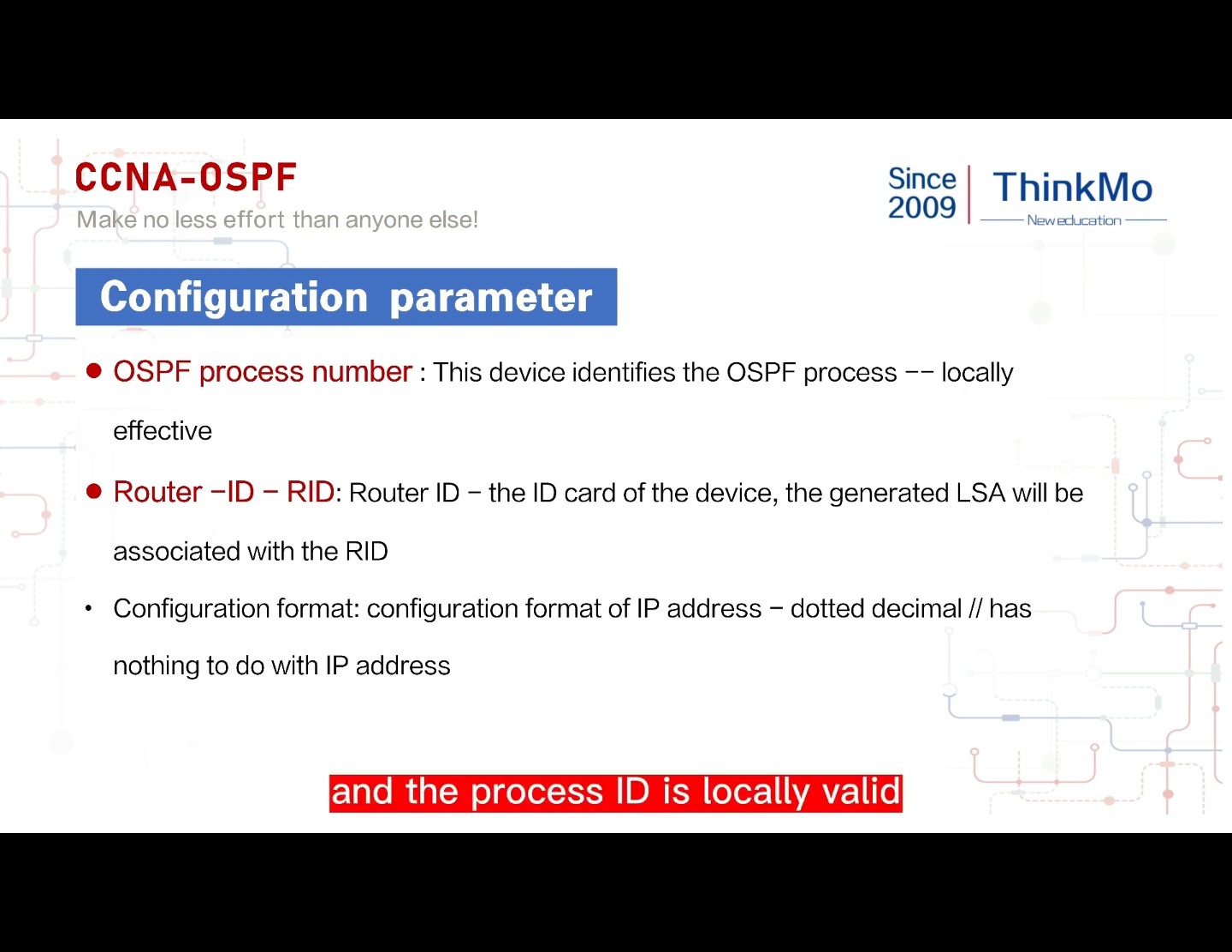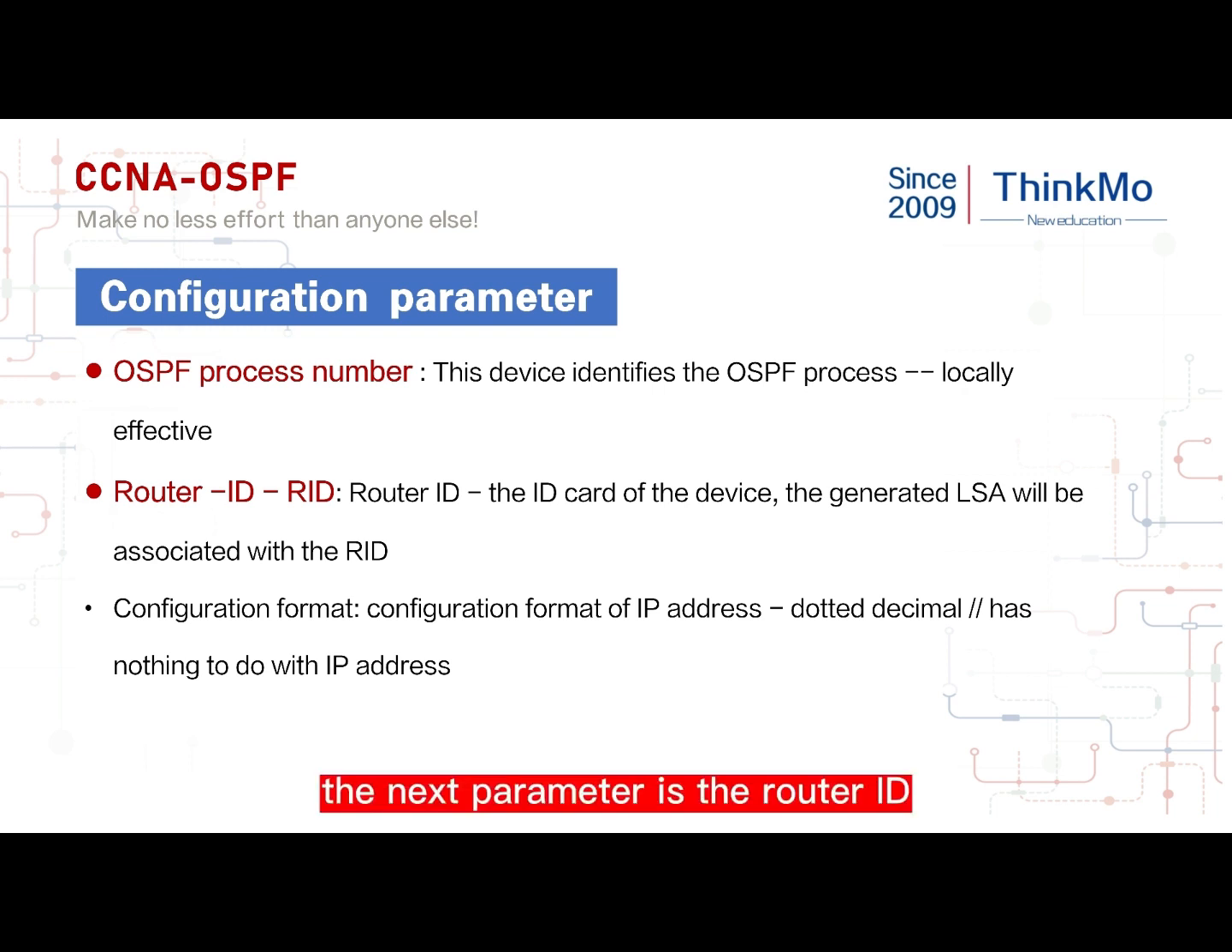And the process ID is locally valid. Locally valid means that if OSPF is running between two devices, the process ID can be different between them. They are also able to establish a normal relationship. This is called locally effective. This is the first parameter. Further down there are other parameters.